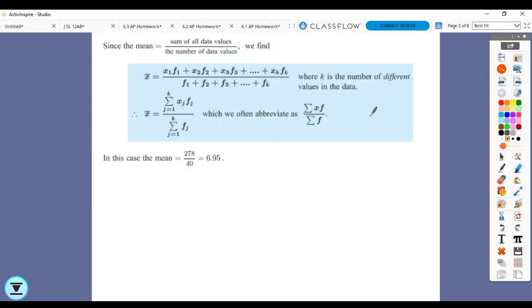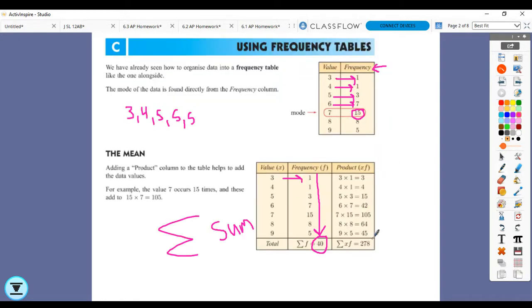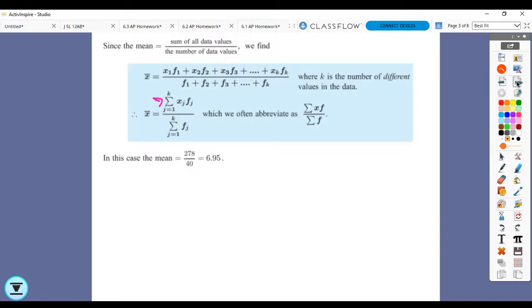And then when we find the mean, you're just going to add all the product totals divided by the frequency. So notice the top one here is just this value, and this is the total number. So that's what we divide by. So our 278 divided by 40, that's how we find the mean using frequency tables.